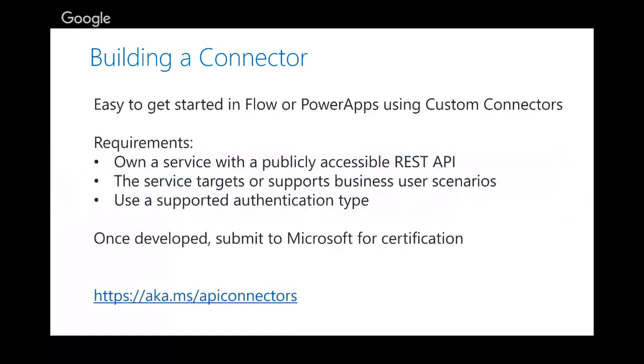Just a little bit more detail specifically on the requirements. As I mentioned, a connector is a wrapper around a web API that's already accessible. So we do require it to be accessible through the public web. Our services do support on-prem scenarios, but our extensibility platform does not today. We're working on expanding that in the future. The big one is that your service needs to target or support business user scenarios. Both PowerApps and Flow are focused on business users.